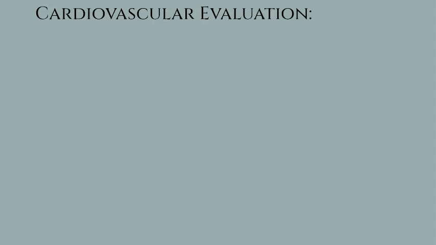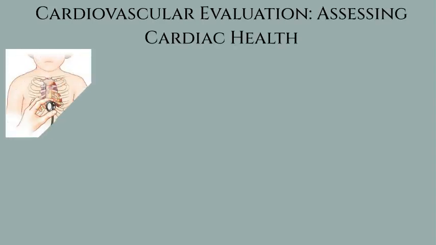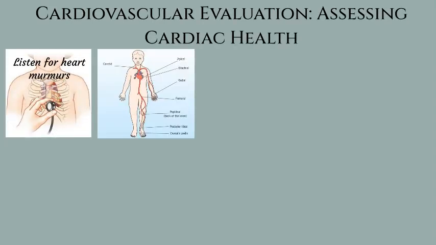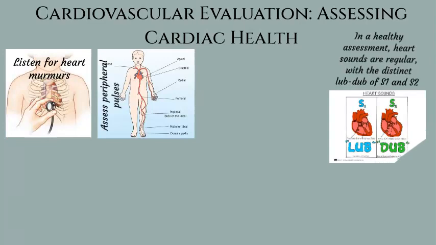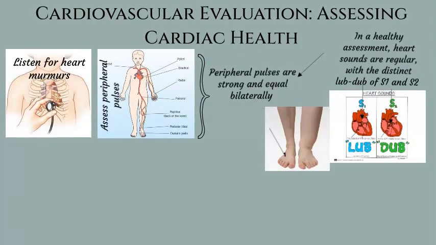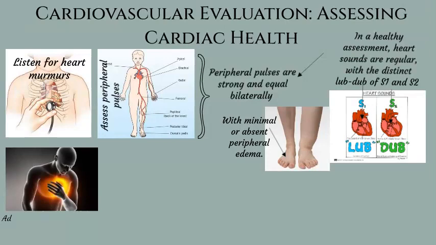Our assessment progresses to the cardiovascular system, where we listen for heart murmurs and assess peripheral pulses. In a healthy assessment, heart sounds are regular, with the distinct lub-dub of S1 and S2 present. Peripheral pulses are strong and equal bilaterally, with minimal or absent peripheral edema. Additionally, we address any complaints of chest pain, a critical symptom potentially indicative of cardiac issues.